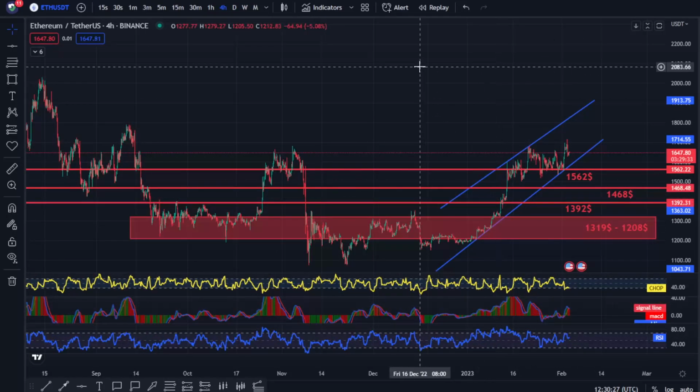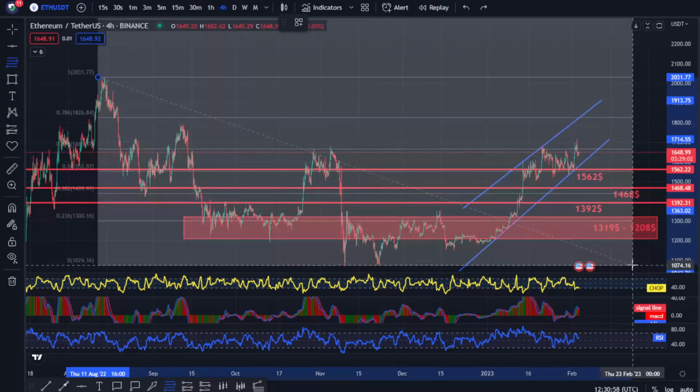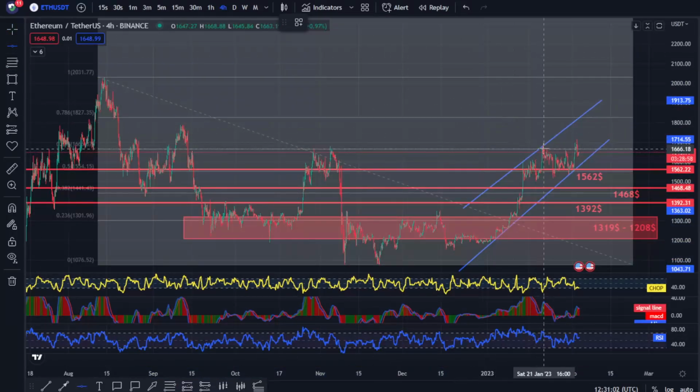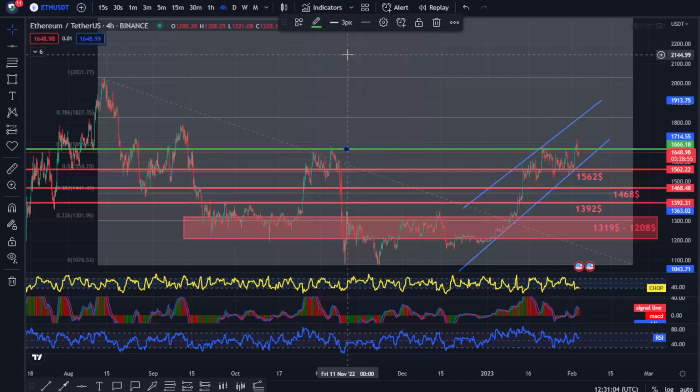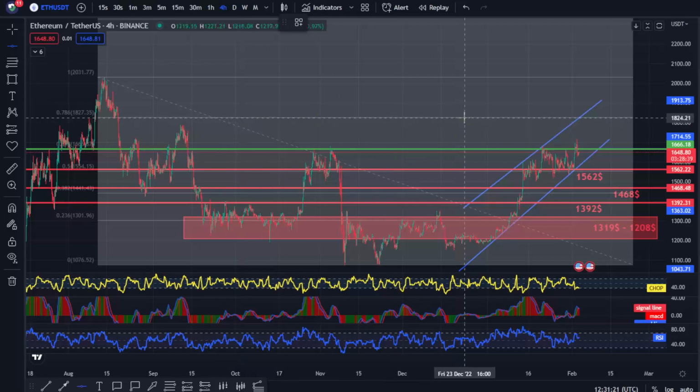Looking the other way, we can also mark the places where the price should encounter resistance on the way to increases. And here we have the first very strong resistance at the price of $1,666, which is the so-called golden point of 0.618 fib. The next resistance is at the price of $1,827 and then the third resistance at the price of $2,032.